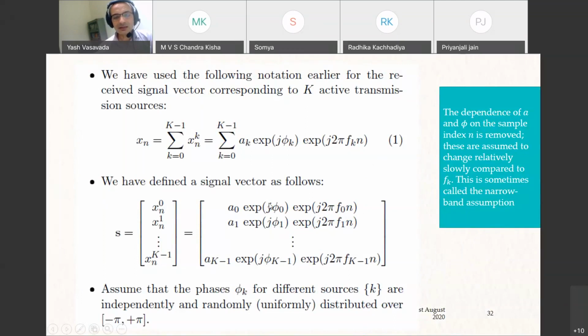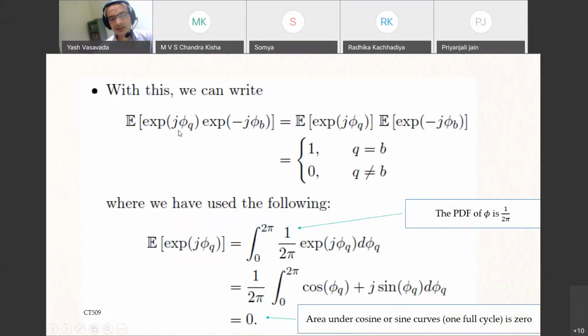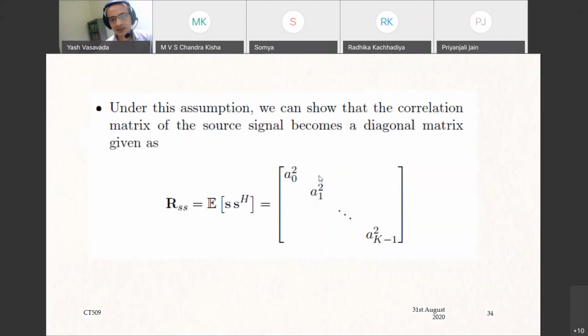For any term which is not along the diagonal, you are essentially taking expected value of one of the terms multiplied with some other term. And so you end up having this situation where q is the index of the row and b is the index of the column. And that is how you end up getting 0 along the non-diagonal entries of this S Hermitian expected value. So I've given you a sketch of how to get this diagonal matrix as RSS, but I'll ask you to do it yourself.